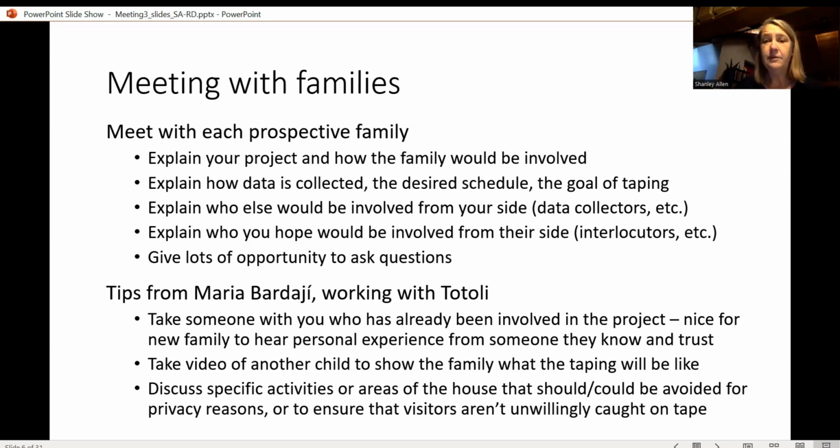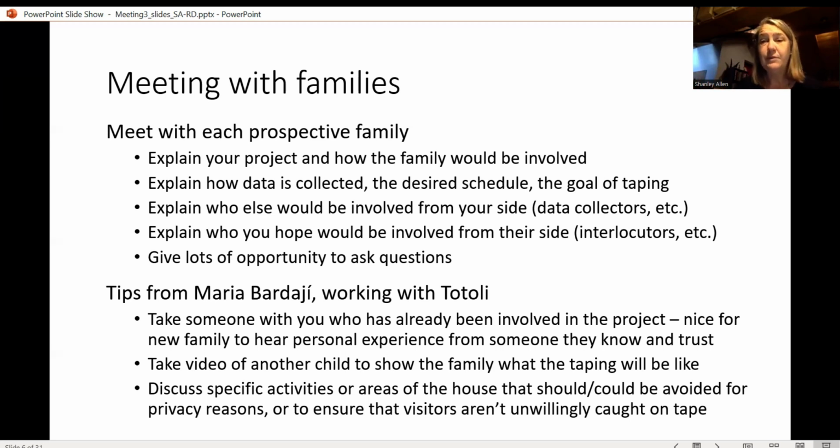So are you planning to be there and do all the taping, or will you have people working with you, assisting you in data collection or assisting you with the equipment, whatever, all those kinds of things. And also who you hope would be involved from their side. So you're not just looking at the child having to be talking to someone.